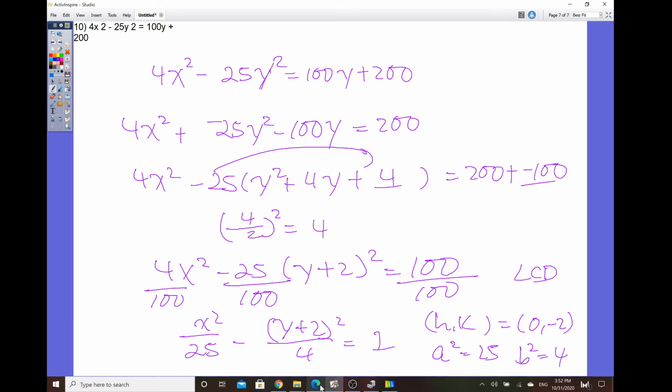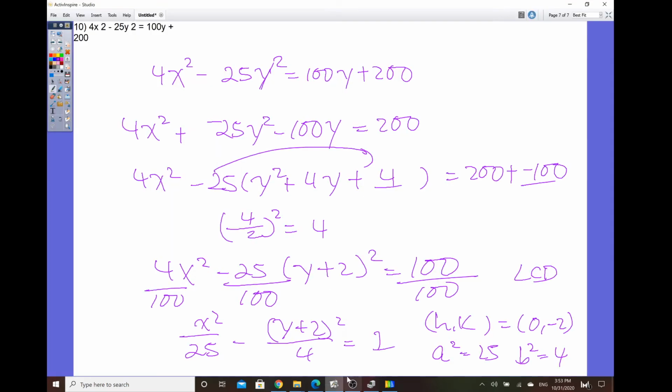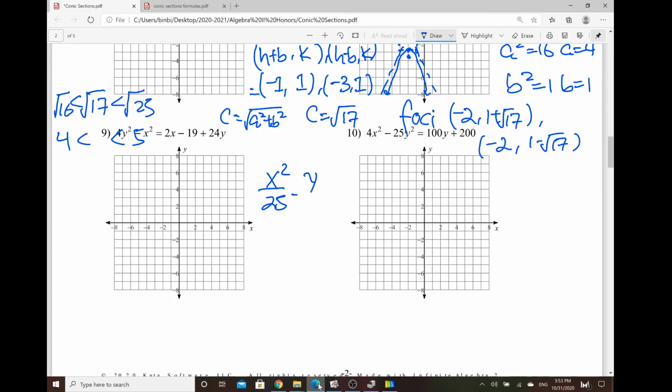Okay, so let me just rewrite it back on that page. So this one, x squared over 25 minus y plus 2 quantity squared over 4 equals 1. Again, the center is 0 comma negative 2.